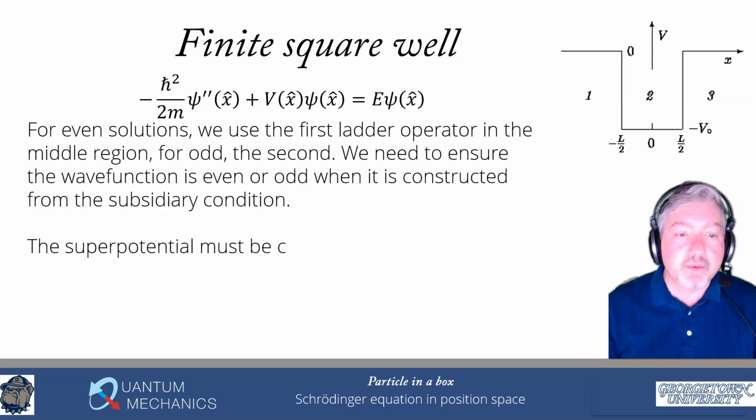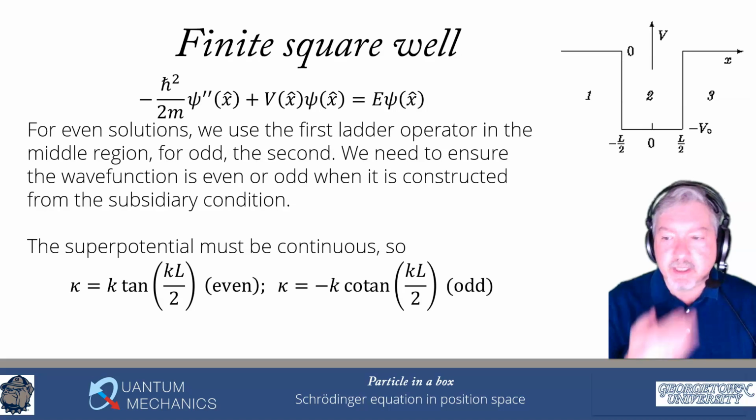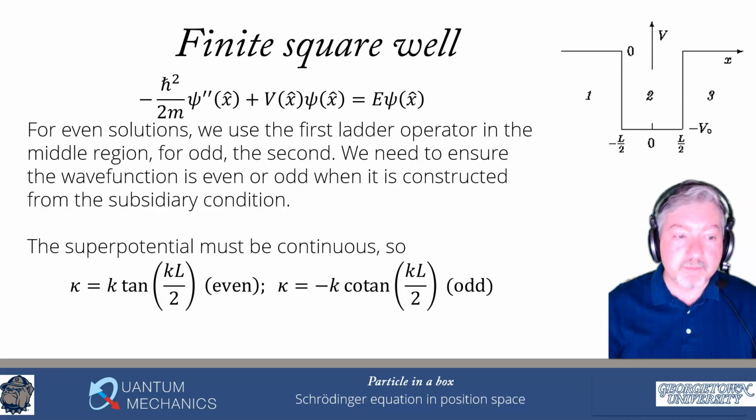Now, the superpotential has to be continuous. That's one of our 10 rules about the factorization method. If you look at the continuity at x equals minus L over 2 for the even solutions, we'll find that that corresponds to kappa equals k tangent(kL/2) for the even solutions, and kappa equals minus k cotangent(kL/2) for the odd solutions.